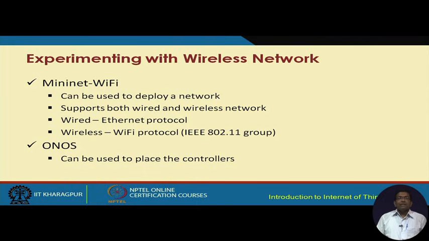Now, what is required is to experiment with these wireless networks. What are the different platforms that are available? Mininet traditionally did not have any wireless support, but recently Mininet Wi-Fi has become available, which can be used to deploy a network. Mininet Wi-Fi can support both wired and wireless networks. Wired implements the Ethernet protocol, wireless implements the 802.11 class of protocols. So, this is one platform that is available, Mininet Wi-Fi.